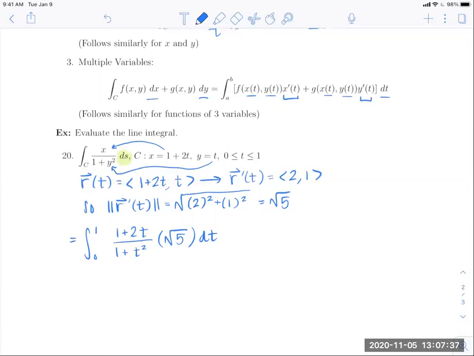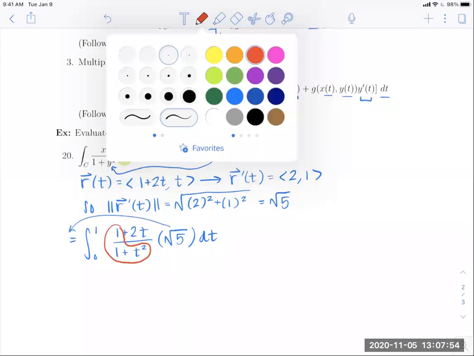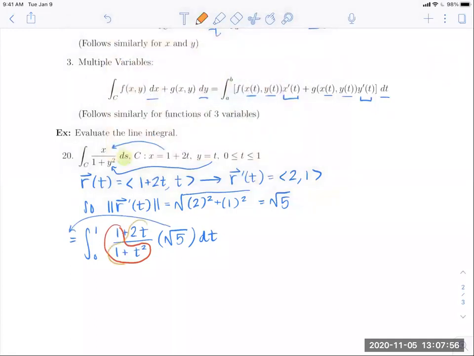So what I'm going to do is the following. First things first, I'm going to kick this square root of 5 out front because it's a constant. And then I'm going to separate this fraction into two smaller fractions. Namely, I'm going to distribute the denominator to the 1, but then I'll also distribute the denominator to the t. And so I'm going to separate this from one fraction to two fractions. So let's see what we have here. I have the square root of 5, and then I have the integral from 0 to 1 of 1 over 1 plus t squared.